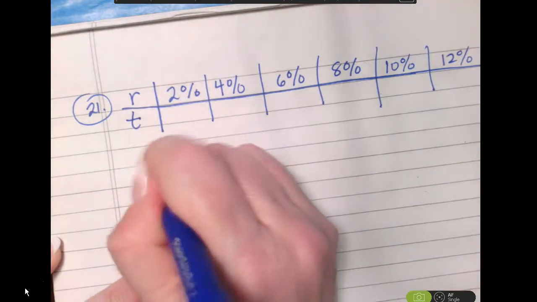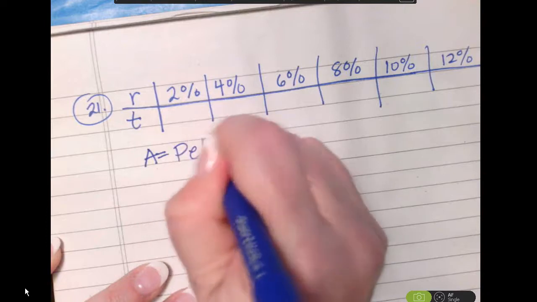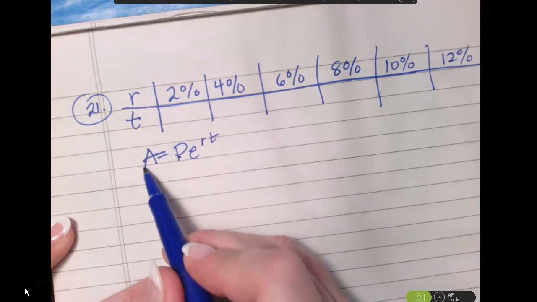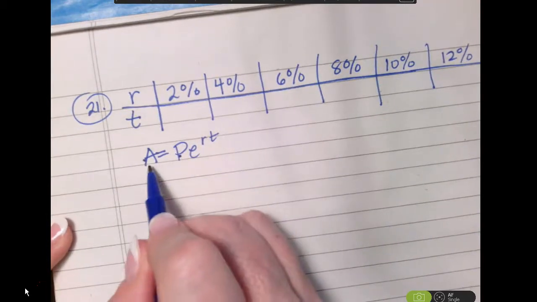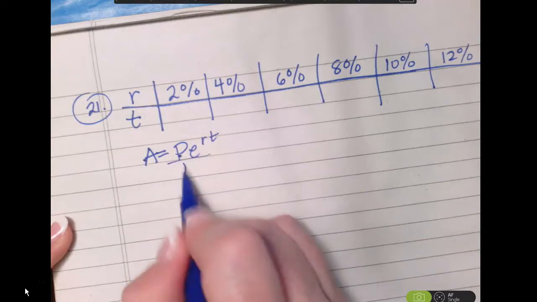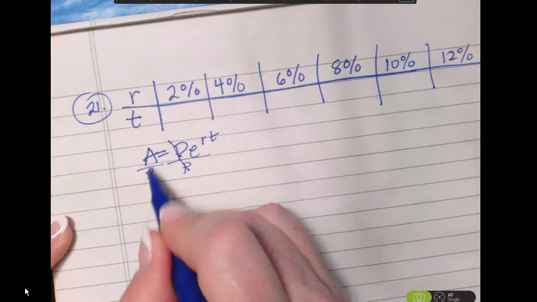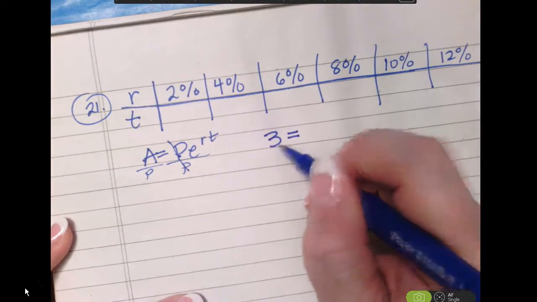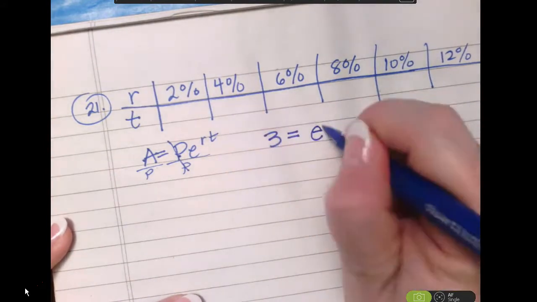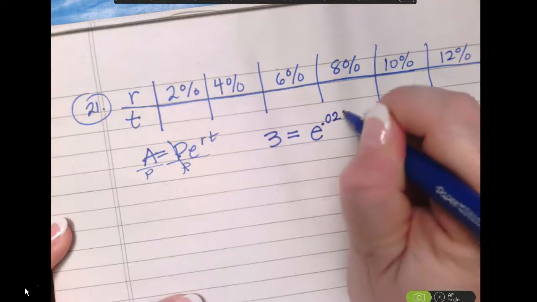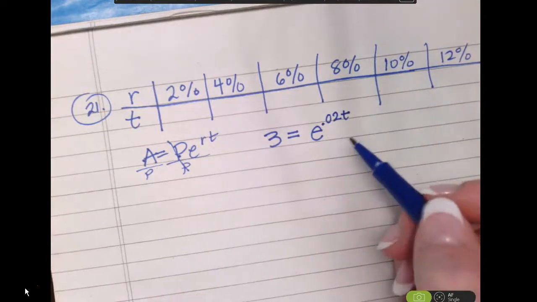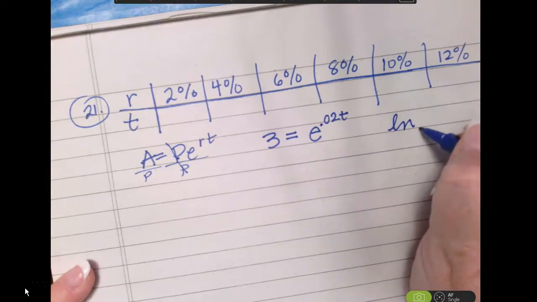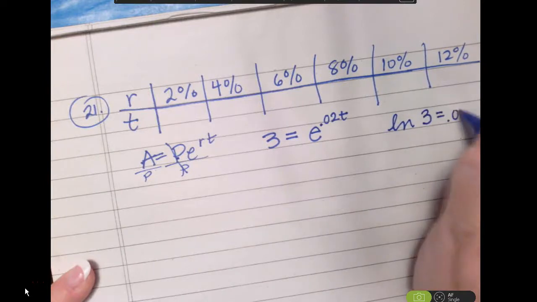So I'm going to base this on PERT. But remember, when we're tripling, we basically have any amount that we start with and any amount at the end that's tripled. So we're going to be replacing the A and the P here. I know that whatever my final amount divided by my initial amount is going to be 3. So 3 equals e, and then I'm just going to plug in my different values, 0.02 times t. And so I could set up my logarithmic equation. The natural log base e of 3 equals 0.02t.